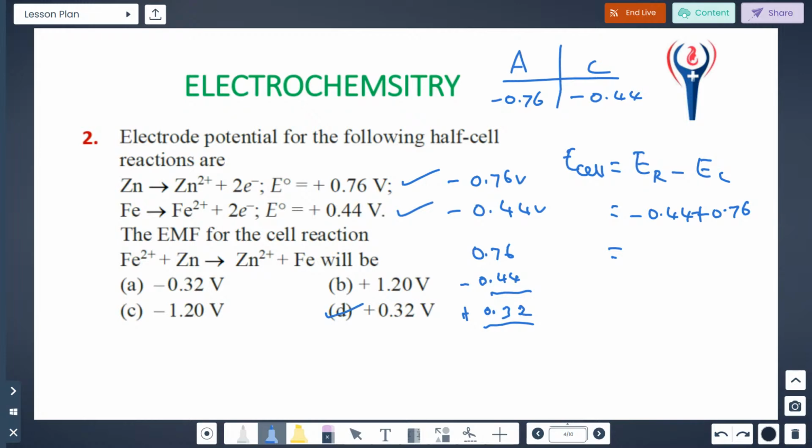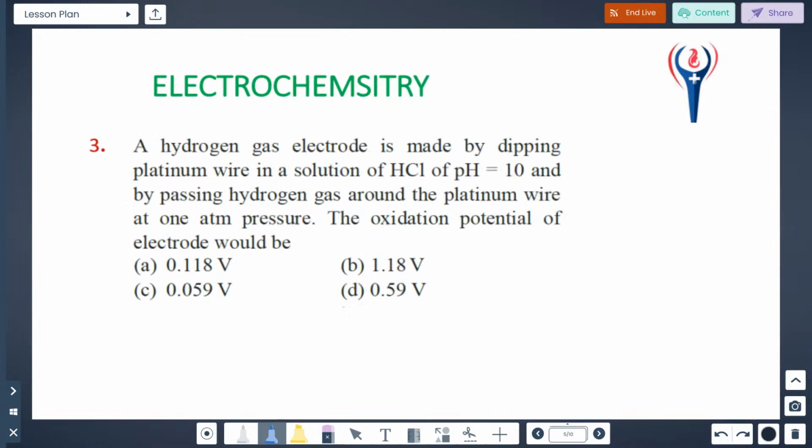Are you following? The first sum and second sum look the same, but we are using only reduction potential. In this case both are oxidation potentials, but we are converting oxidation potential into reduction potential. Then instead of plus I use what? Minus. Understood? Okay. Next one.